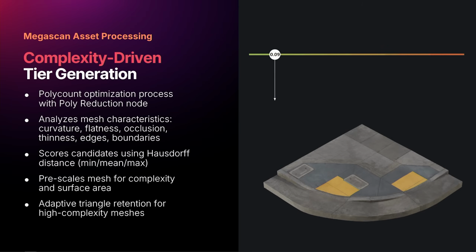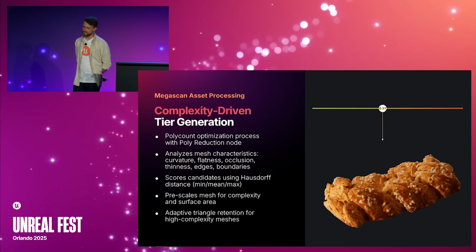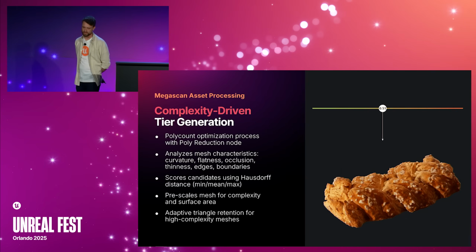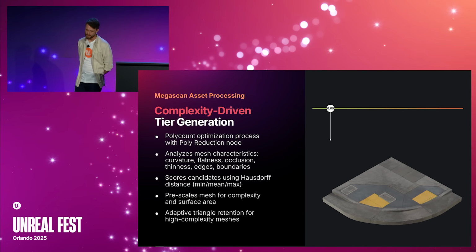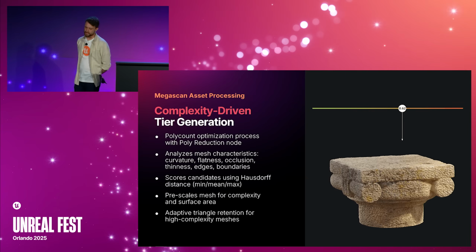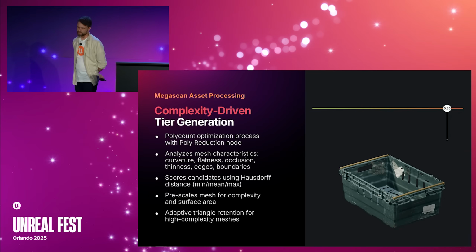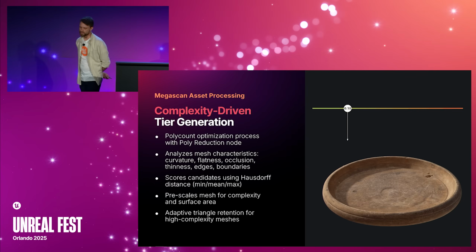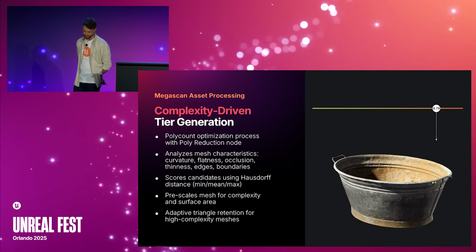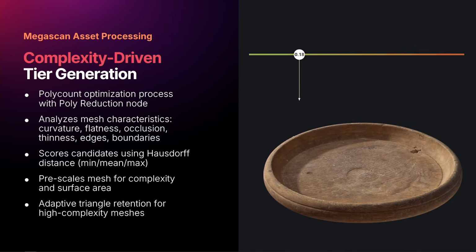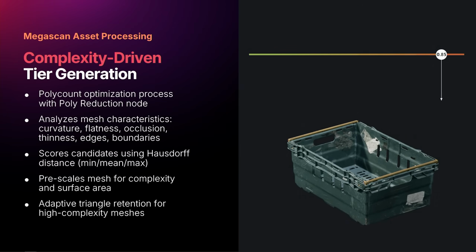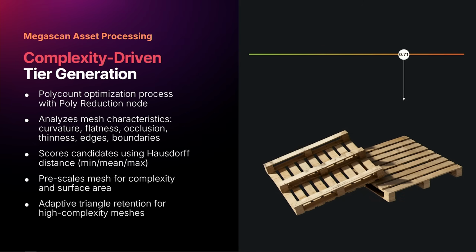So this process optimizes the triangle distribution of a mesh by running a decimation process across various poly counts and scores the results against specific criteria. Initially, the input mesh is cleaned and analyzed for characteristics like curvature, flatness, occlusion, thinness, as well as geometric boundaries to influence triangle retention during poly reduction. Candidates are then scored at different stages for topological complexity and surface area. This approach allows for adaptive triangle retention, meaning a mesh with high complexity can retain more input triangles.